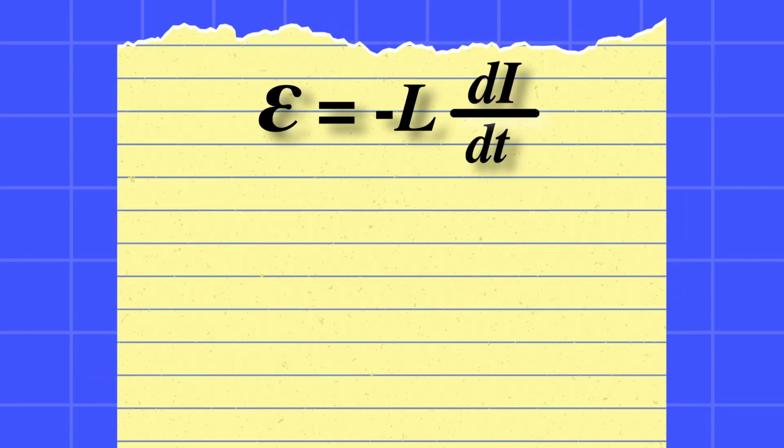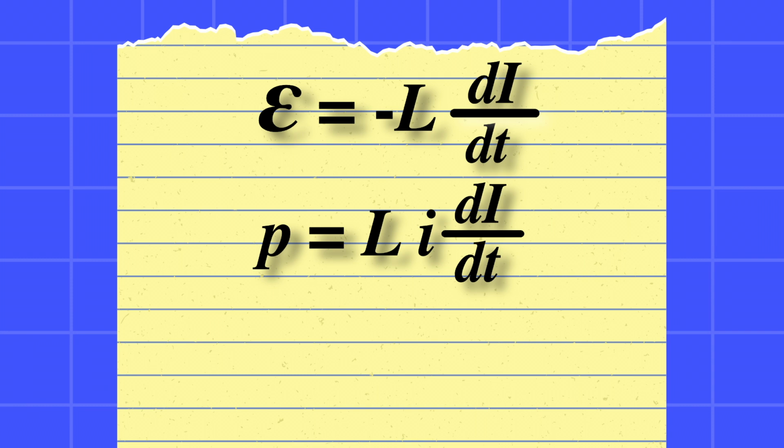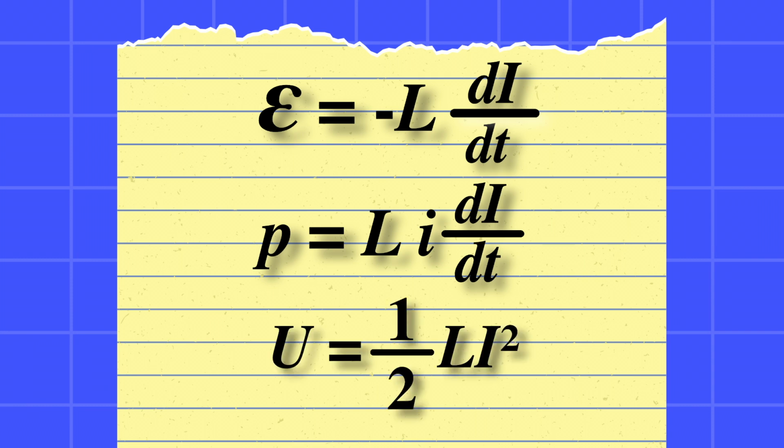So far, we've covered the opposition sign in EMF, how power tells the direction of energy flow, and the key result energy equals 1/2 LI². Keep these three linked ideas together.